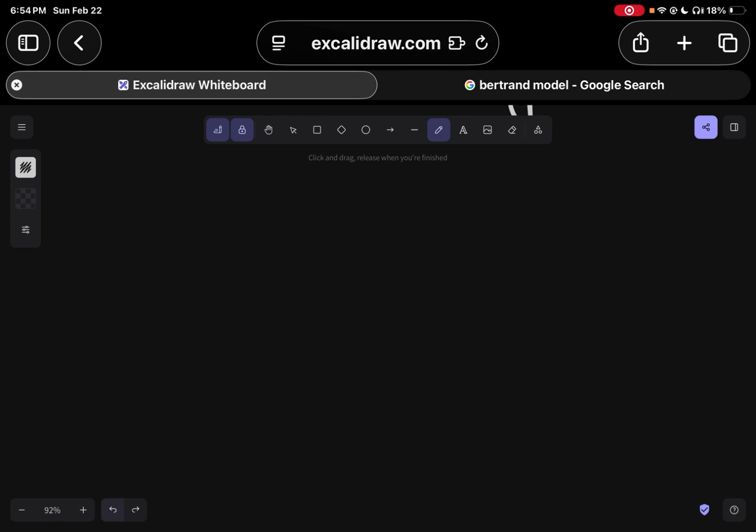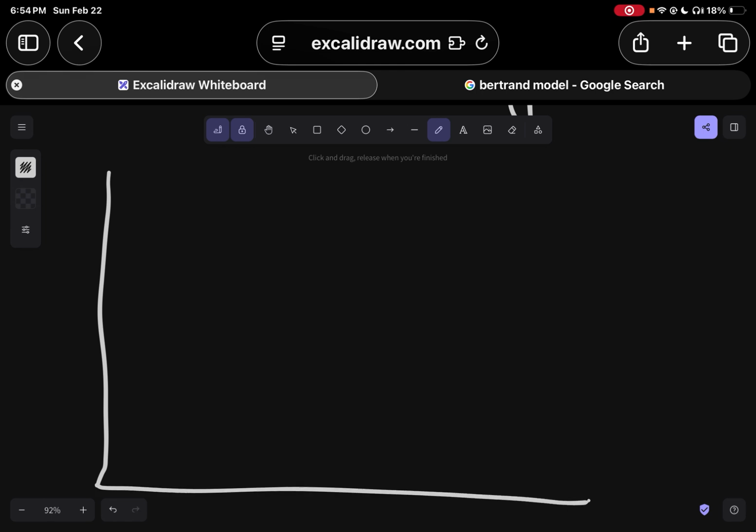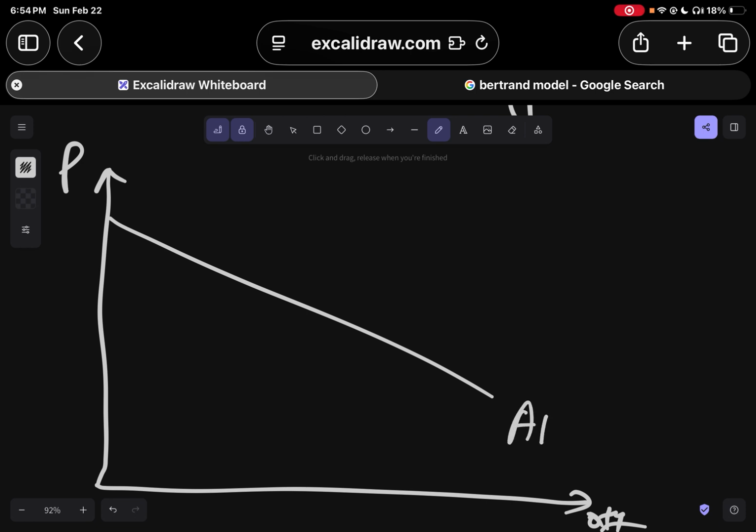I usually say diagram, I am still not able to say graph. So this is obviously price, this is quantity, then we have AR, and the AR curve would be downward sloping. This is market demand, by the way. I should make it further. AR.